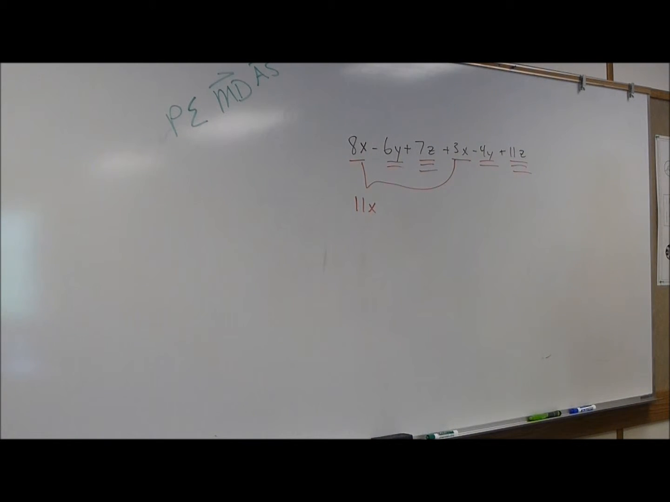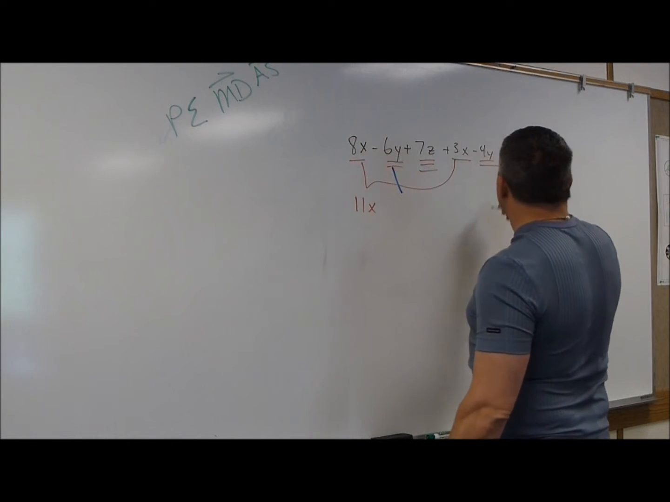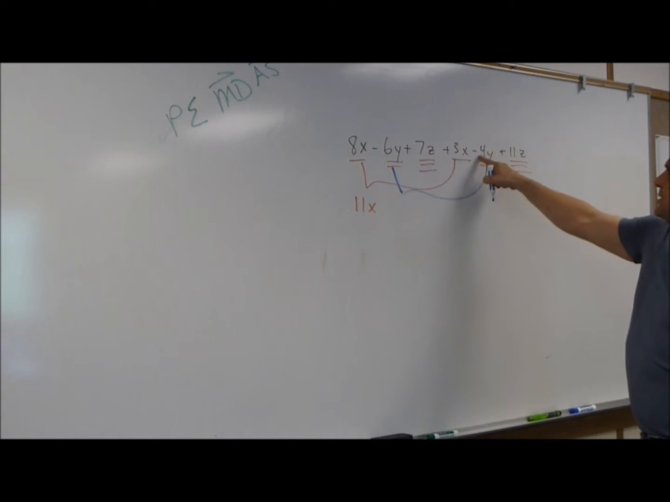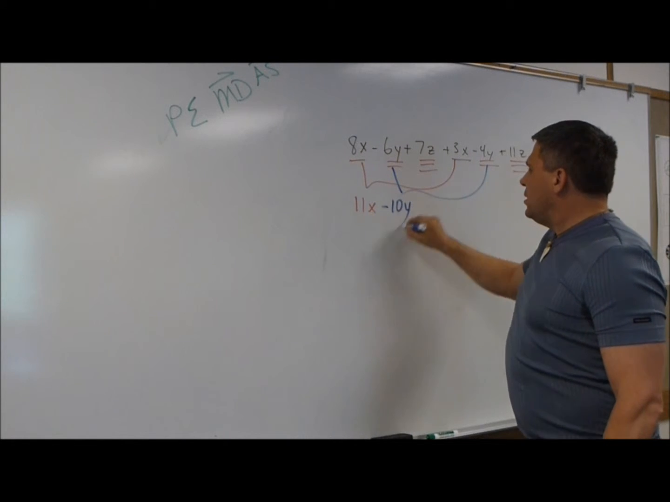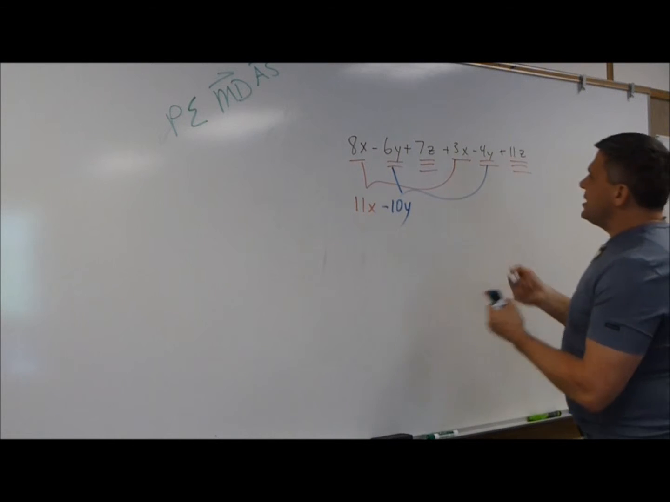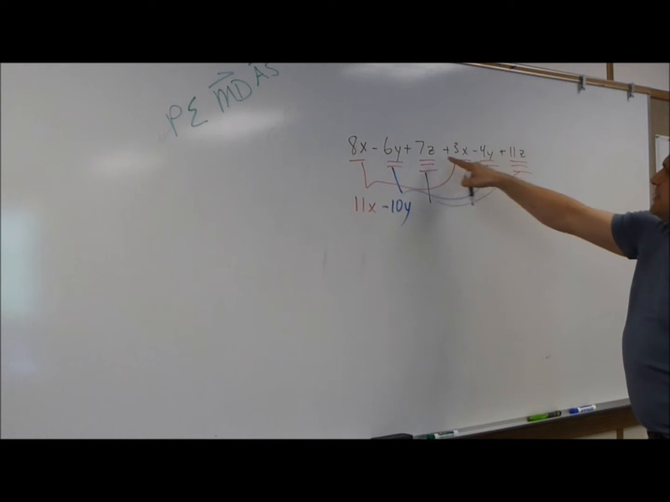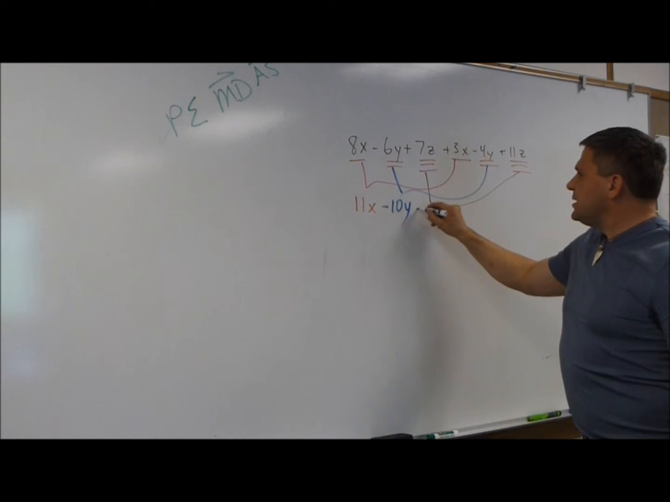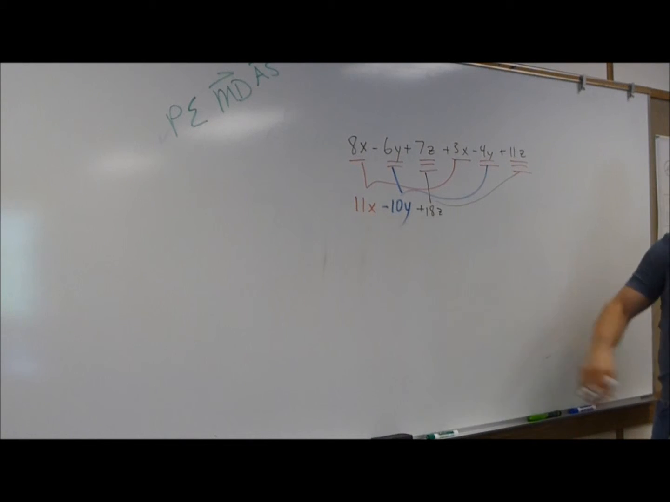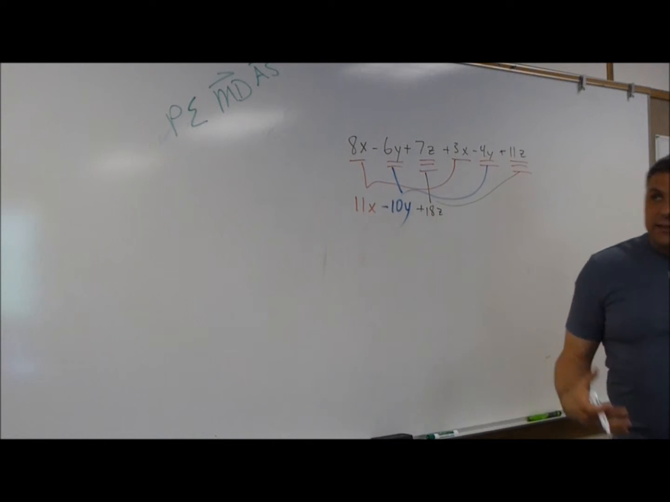I'm going to switch color just so we can see that I can take this with this. And so now I can see that I got negative 6 plus negative 4, and it's negative 10 y's. And I'll switch color again. And so I got this with this. And I've got 7 and 11, which makes it 18z. And so that's what I'm left with: 11x, negative 10y, and 18z.